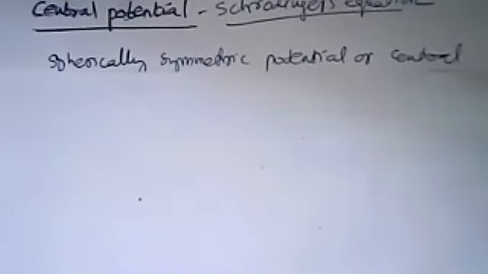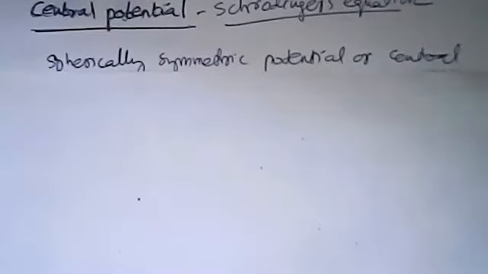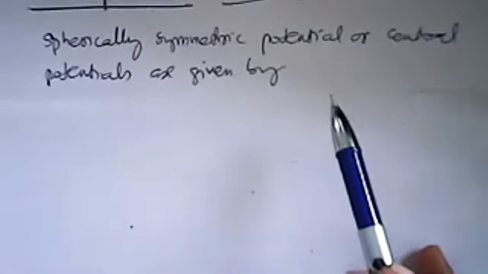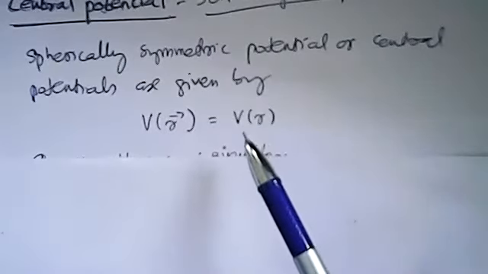And let us see how they can be solved using the principles of quantum mechanics, especially non-relativistic quantum mechanics. So we know that the spherically symmetric potential or central potential can be characterized by V of vector r equal to V of r, because along a circle the potential is the same. Okay, so only the magnitude of the radius of the circle matters.